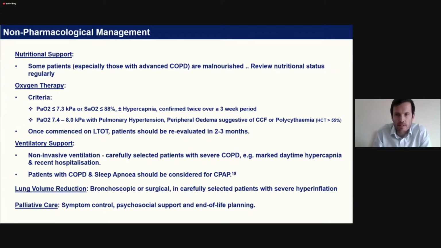Non-invasive ventilation can be considered in carefully selected patients with severe COPD, such as those with marked daytime hypercapnia and recent hospitalization. Patients with COPD and sleep apnea should be considered for CPAP therapy. Lung volume reduction, which can be either bronchoscopic or surgical, can be considered in carefully selected patients with severe hyperinflation. Patients with advanced symptomatic COPD should be referred for palliative care support with regards to symptom control, psychosocial support, and end-of-life planning.